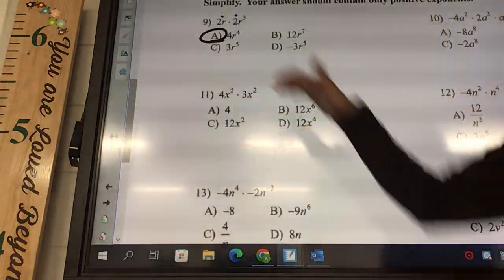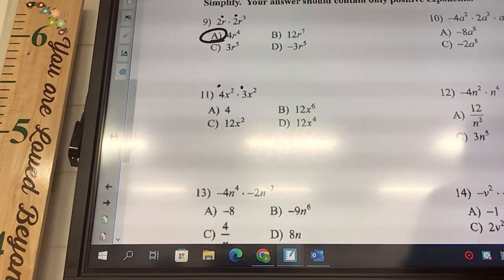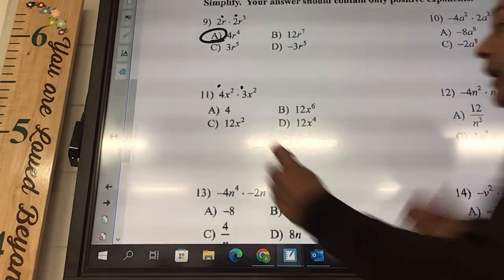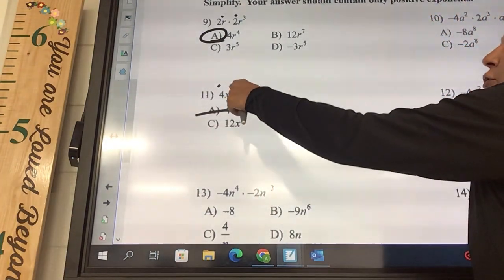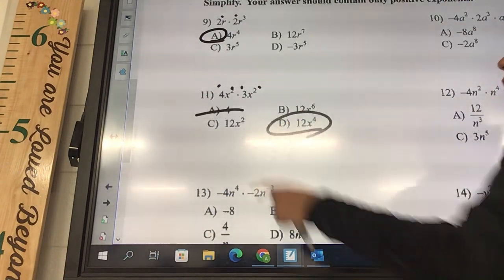Okay, again, 4 times 3, 12. So what can you eliminate? Cross off what you can as you go. You can cross off A. Okay, now we add up the littles. So 2 plus 2. Yeah, so that's going to be 12x4.